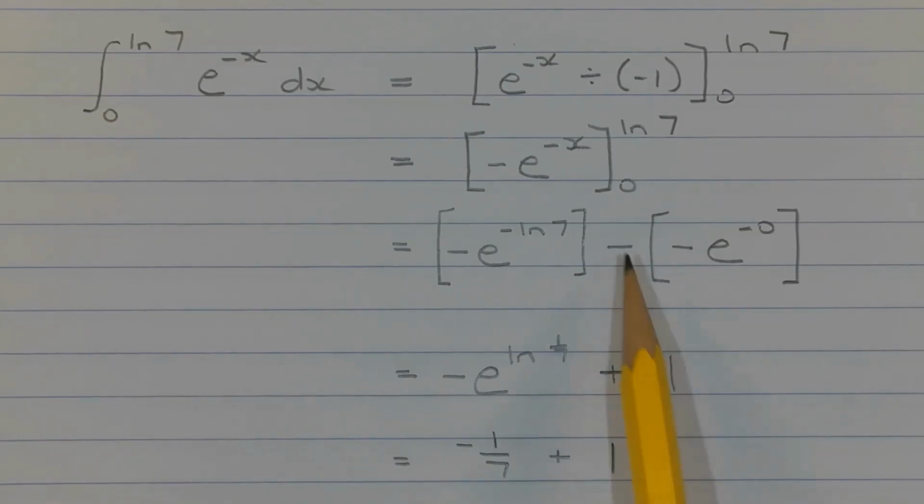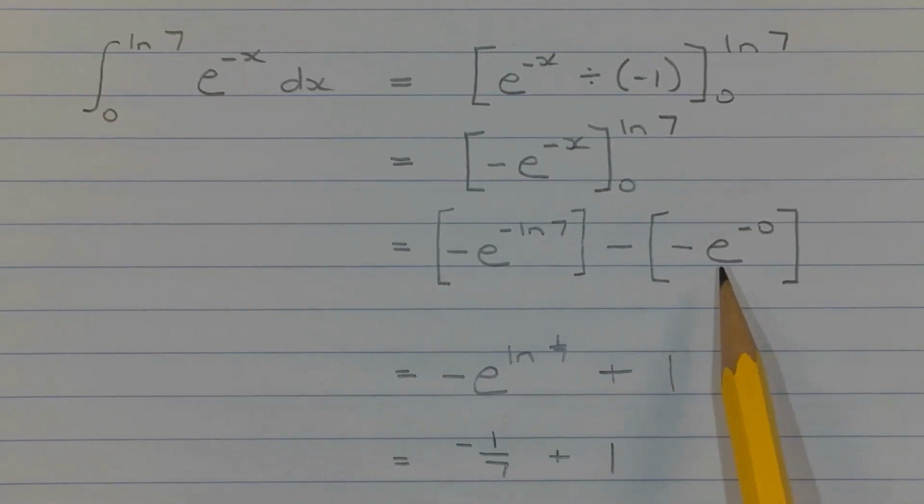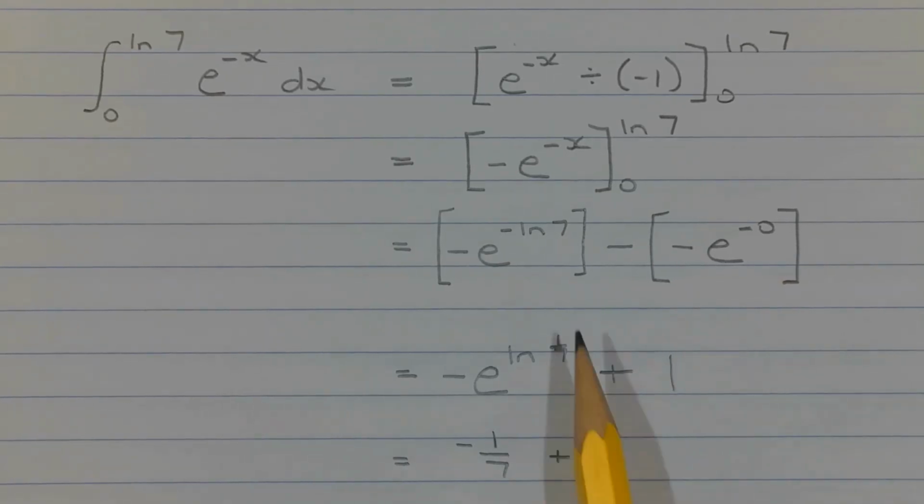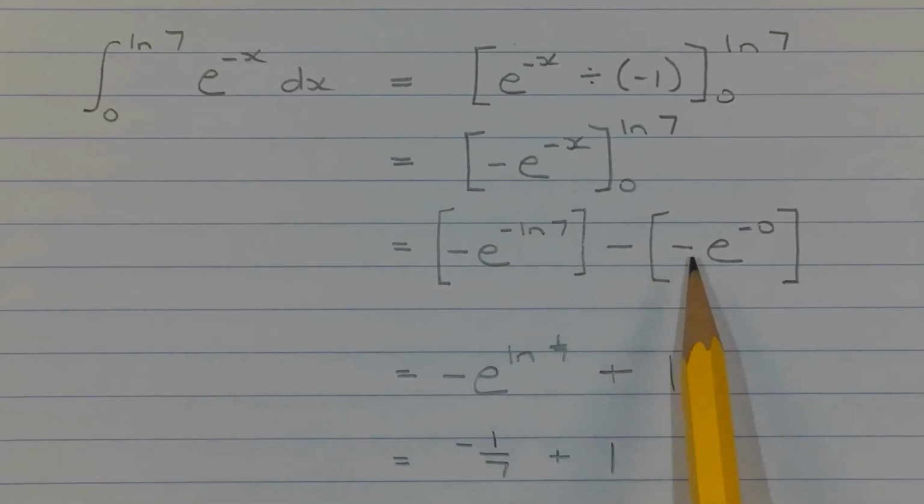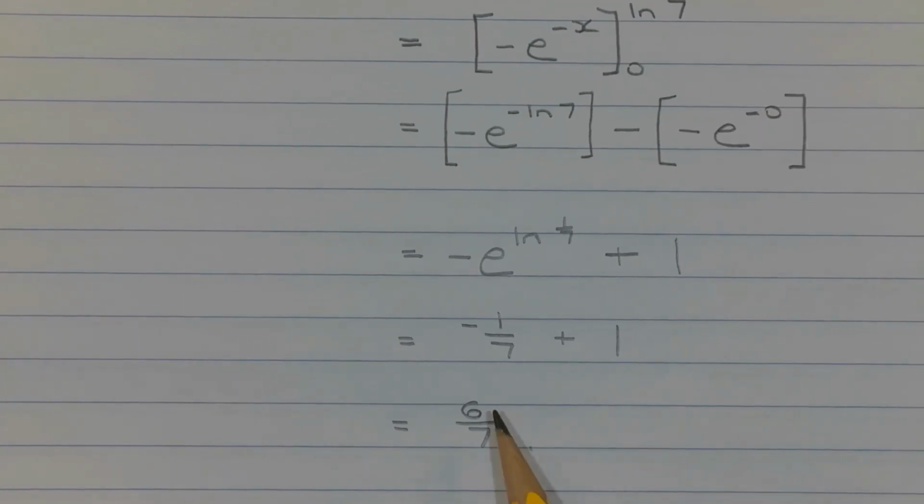Now, the double negative here becomes a positive here, and e to the power of negative 0 is equal to e to the power of 0, which is equal to 1. And it's important to note that negative ln of 7 can be written as ln of 1 over 7. So negative e to the power of negative ln of 7 minus negative e to the power of negative 0 is equal to negative e to the power of ln of 1 over 7 plus 1. Now the e and the ln functions cancel, and we're left with negative 1 over 7 plus 1, and that simplifies to 6 over 7.